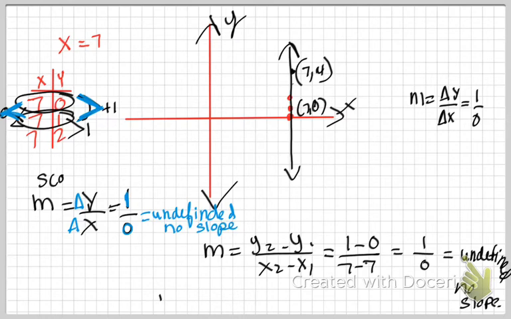If you end up with a 0 in the numerator, on the other hand, then you would say what? 0 slope. There is a value. Okay? Questions? This is the big thou shalt not divide by 0.